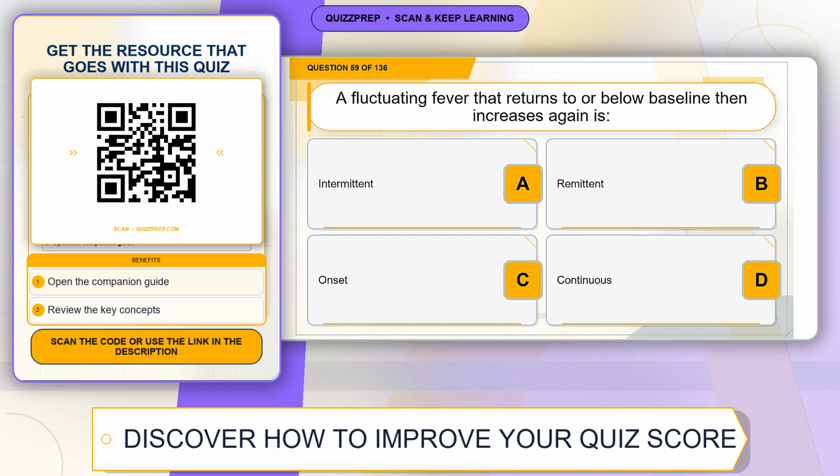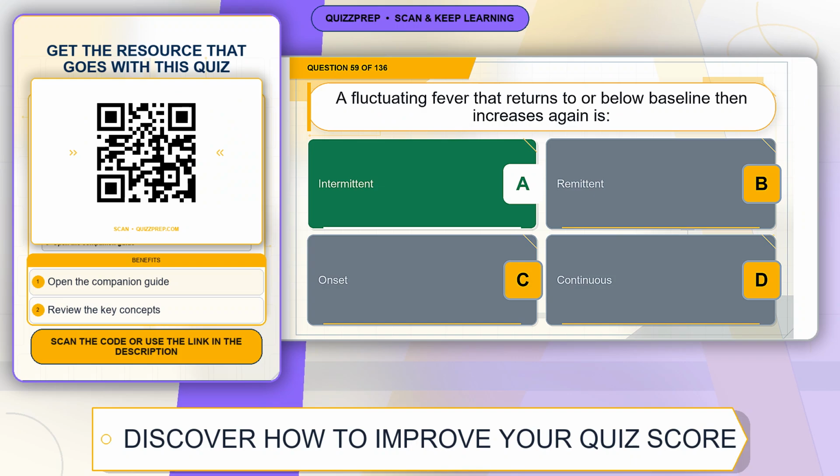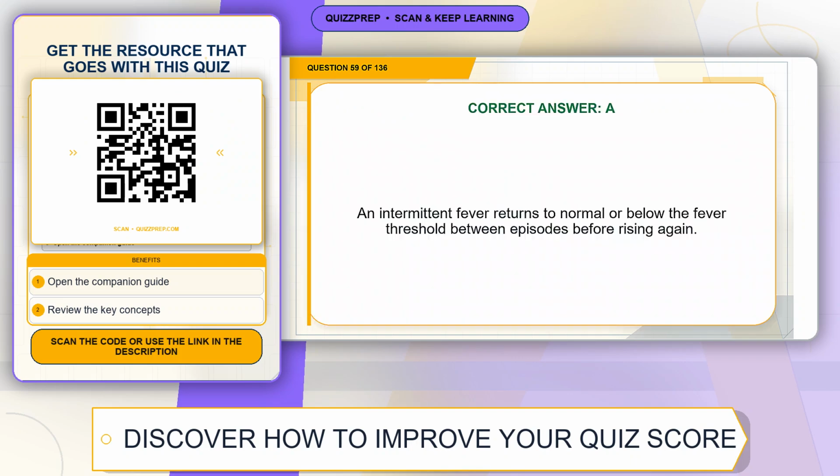information. Question 59. A fluctuating fever that returns to or below baseline then increases again is option A, intermittent. Option B, remittent. Option C, onset. Option D, continuous. The correct answer is option A, intermittent. Explanation: an intermittent fever returns to normal or below the fever threshold between episodes before rising again.